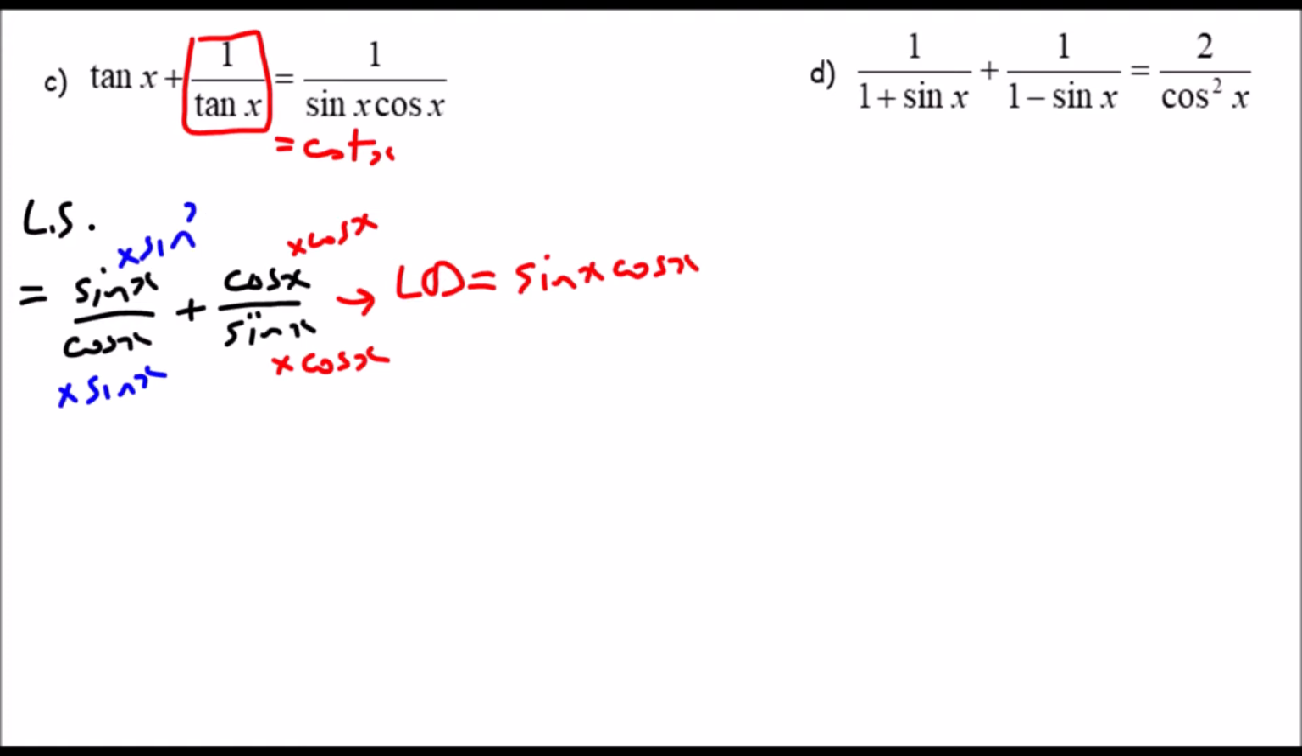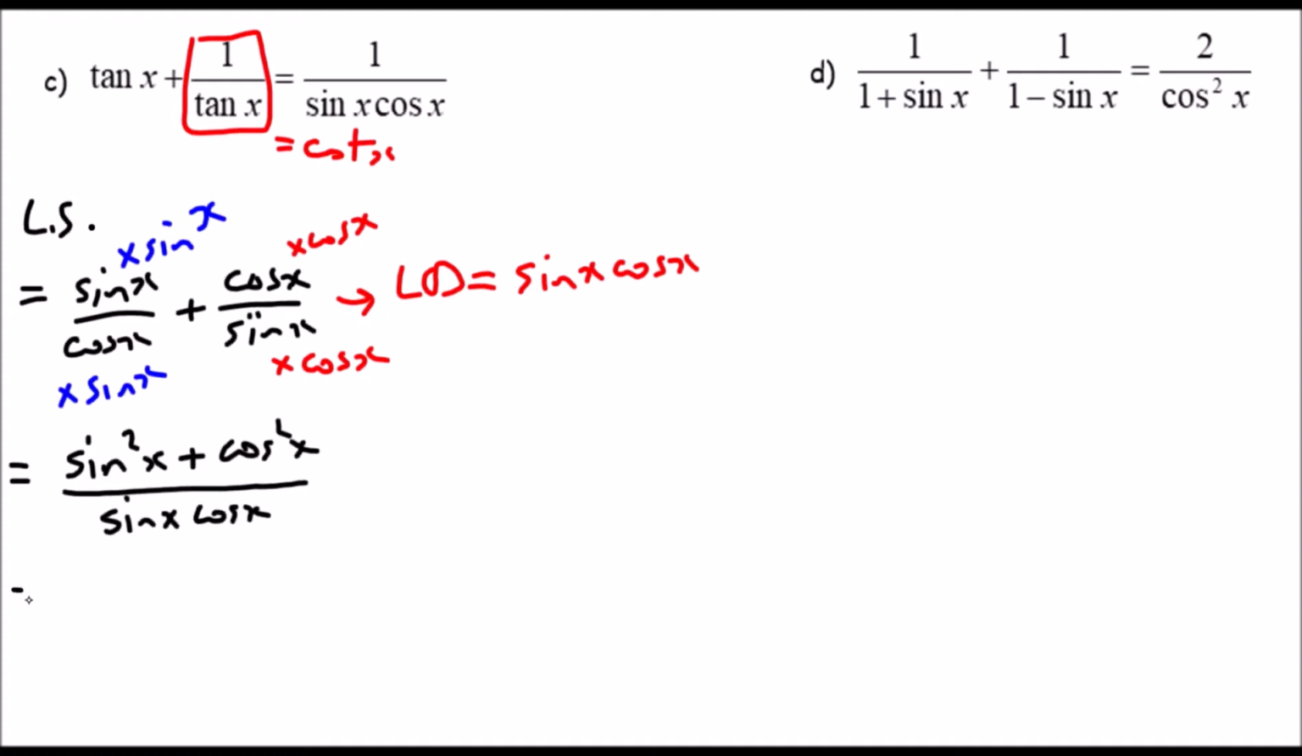So what I'm really going to have here is a sine squared x plus cos squared x all over sine x cos x. And again, using the identity on the top, that's really equal to 1 on top. And on the bottom, I'm going to have sine x cos x. So because left side is equal to right side, therefore quod erat demonstrandum. Done.